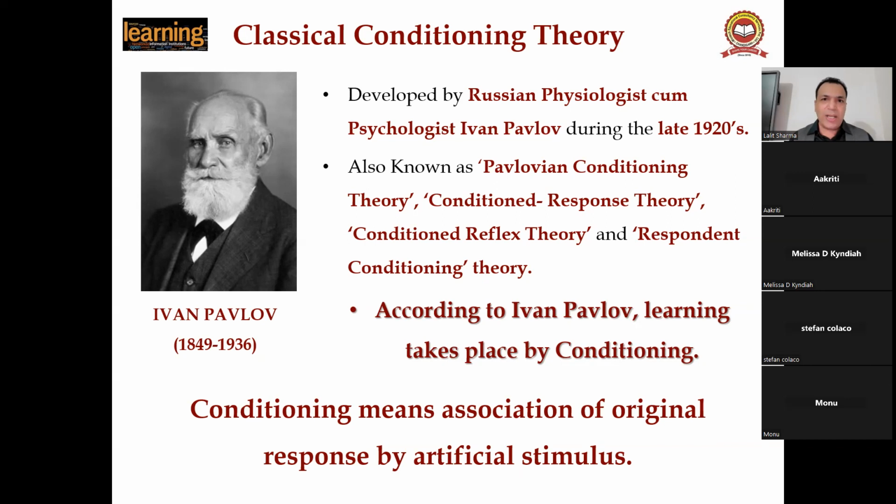Learn again. According to Ivan Pavlov, learning takes place by conditioning. And immediately you have to compare, when you are talking about learning by conditioning, you have to think what Thorndike said. Thorndike said, under trial and error, learning takes place by making trials and errors. Here he is talking about learning by conditioning. Condition the student. So now we have to understand what conditioning is.